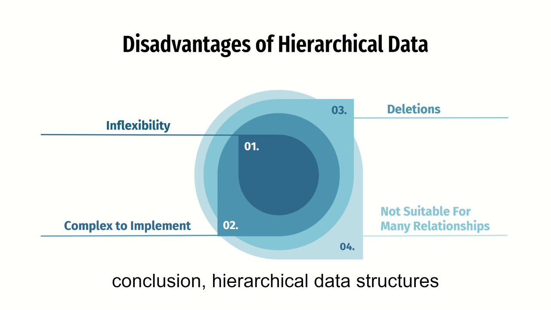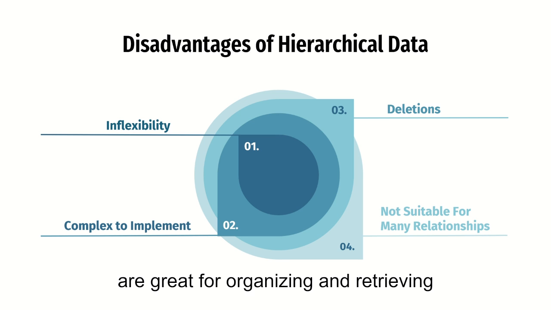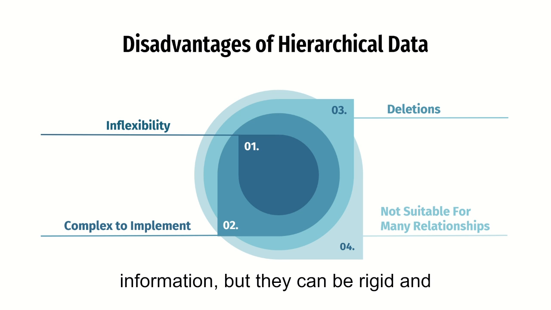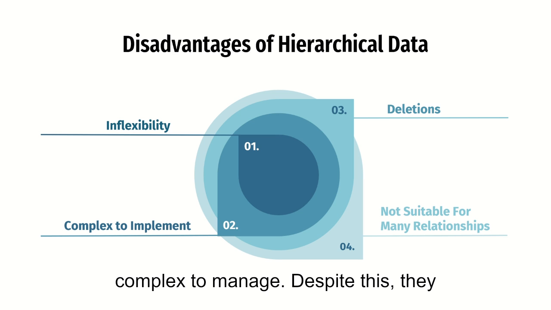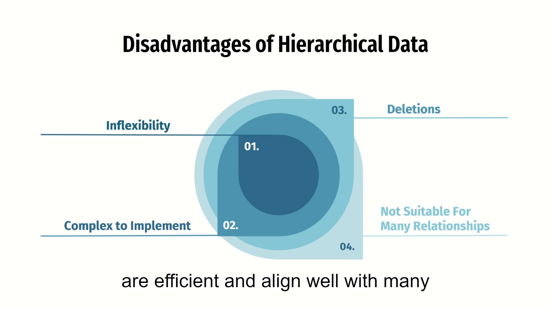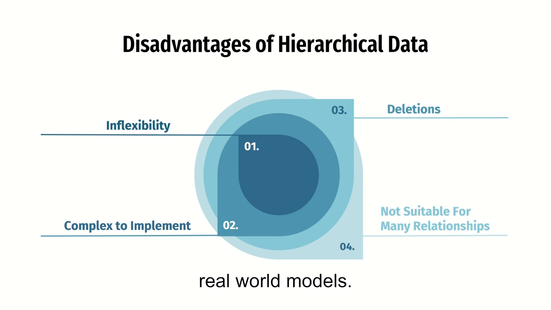In conclusion, hierarchical data structures are great for organizing and retrieving information, but they can be rigid and complex to manage. Despite this, they are efficient and align well with many real-world models.